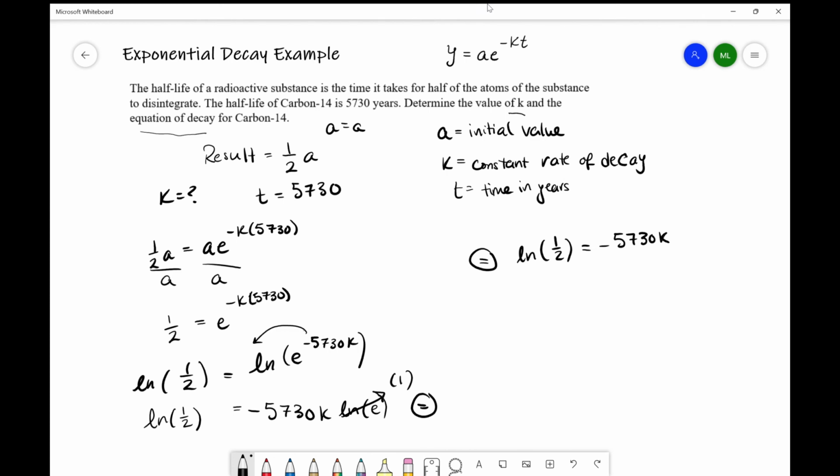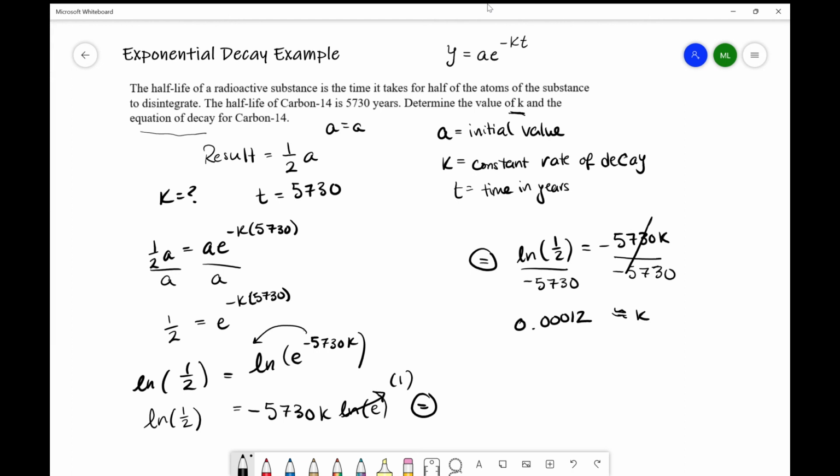Our next step is to get k by itself, because it says determine the value of k. We will divide by negative 5,730 on both sides. Natural log of 1/2 is already a constant, so you don't need to worry about that too much. This cancels out and you have k by itself. You can plug it into your calculator: natural log of 1/2 divided by negative 5,730. You'll get an approximation of 0.00012. So we found k.